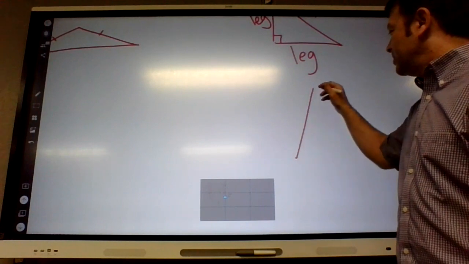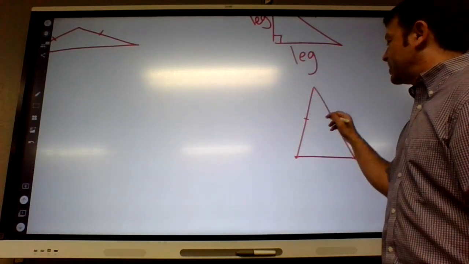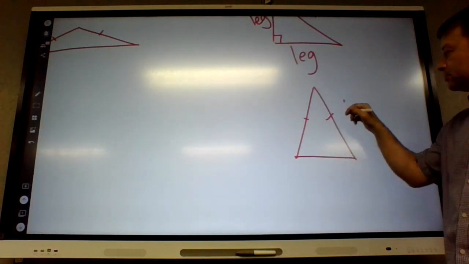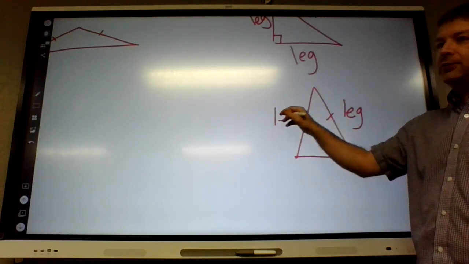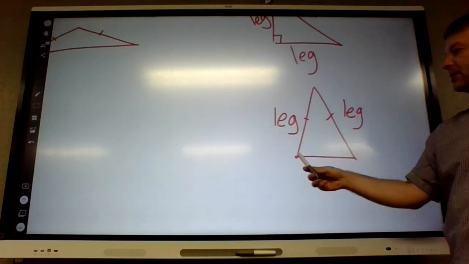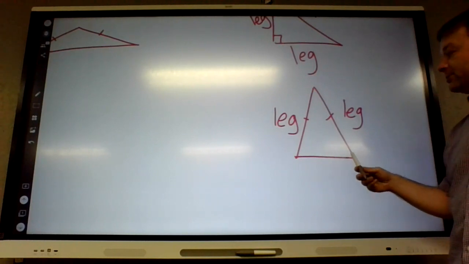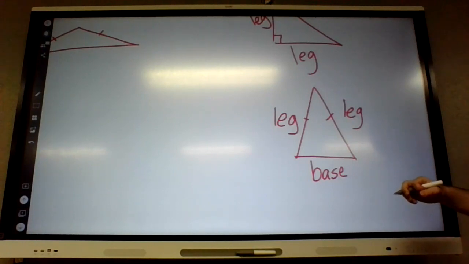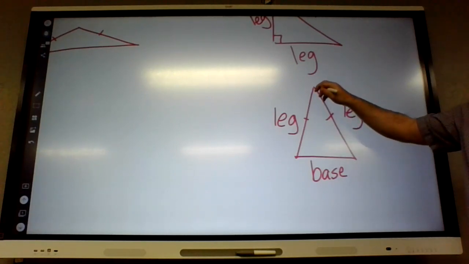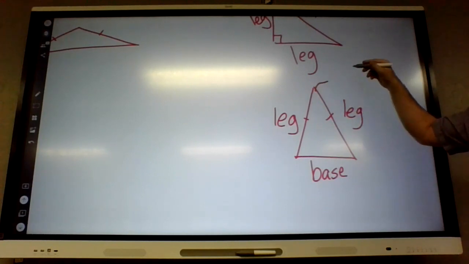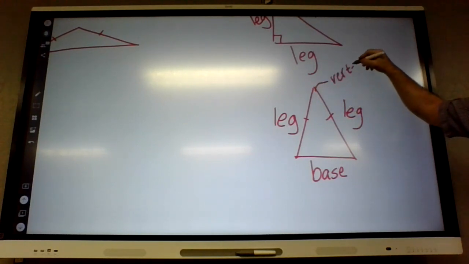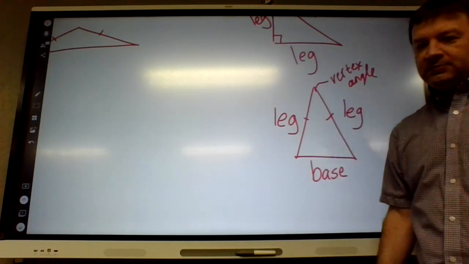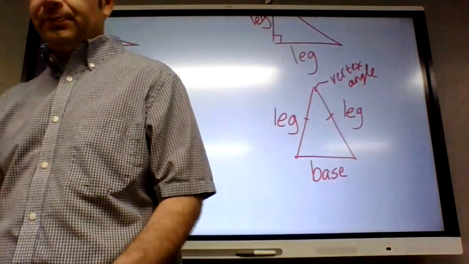In an isosceles triangle, it also has some special names. Guess what they call the equal sides? Legs. Okay? And the third side, the not equal side, is called the base. Up here, this angle that's between the legs, they called it the vertex angle, which is a terrible name because all these corners are vertices, but whatever.